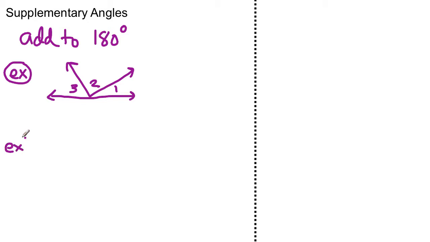Okay, a second example, maybe there's only two angles, right? Maybe angle 1 and angle 2. Those are also supplementary. Okay, that's supplementary angles. Linear pair of angles. A linear pair is two angles that are supplementary.